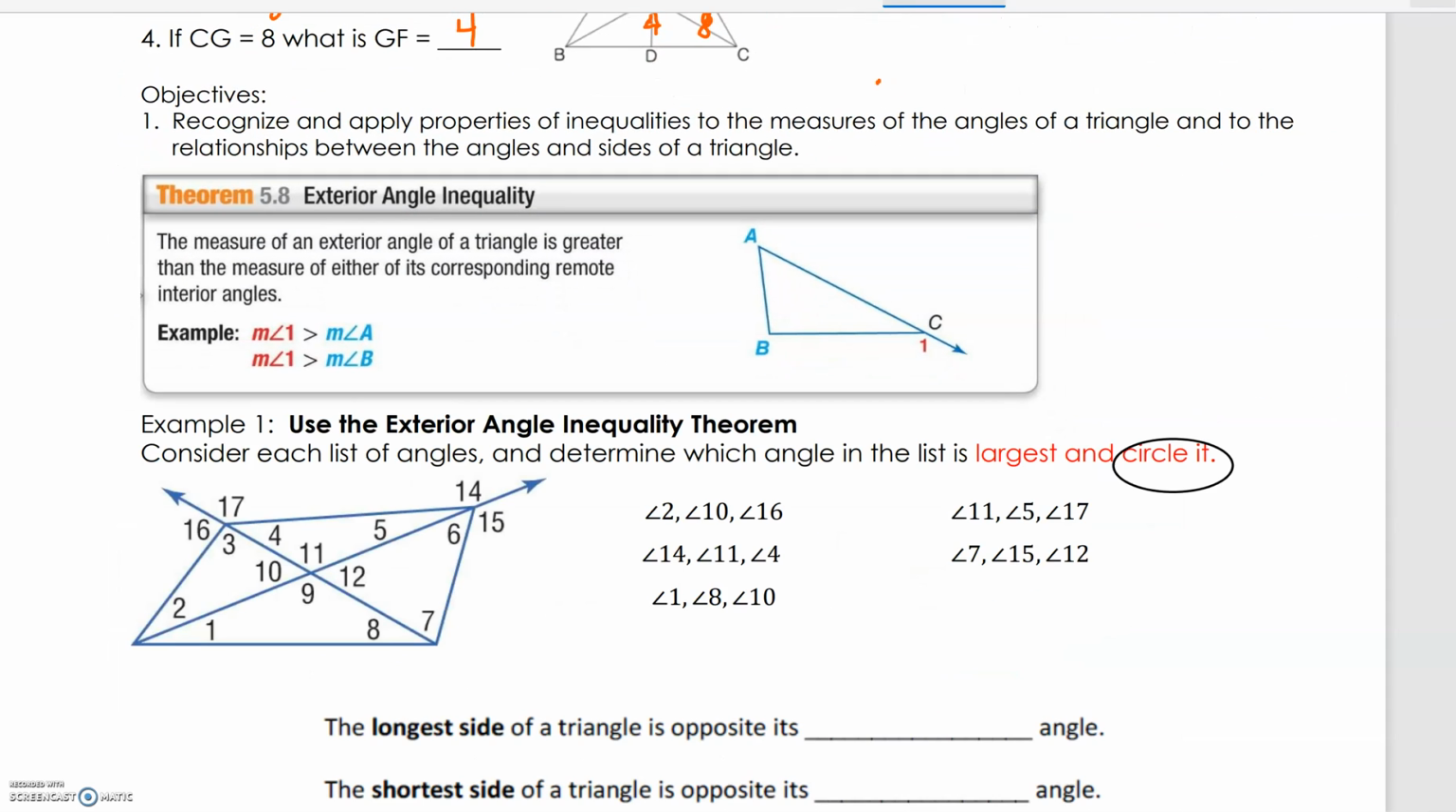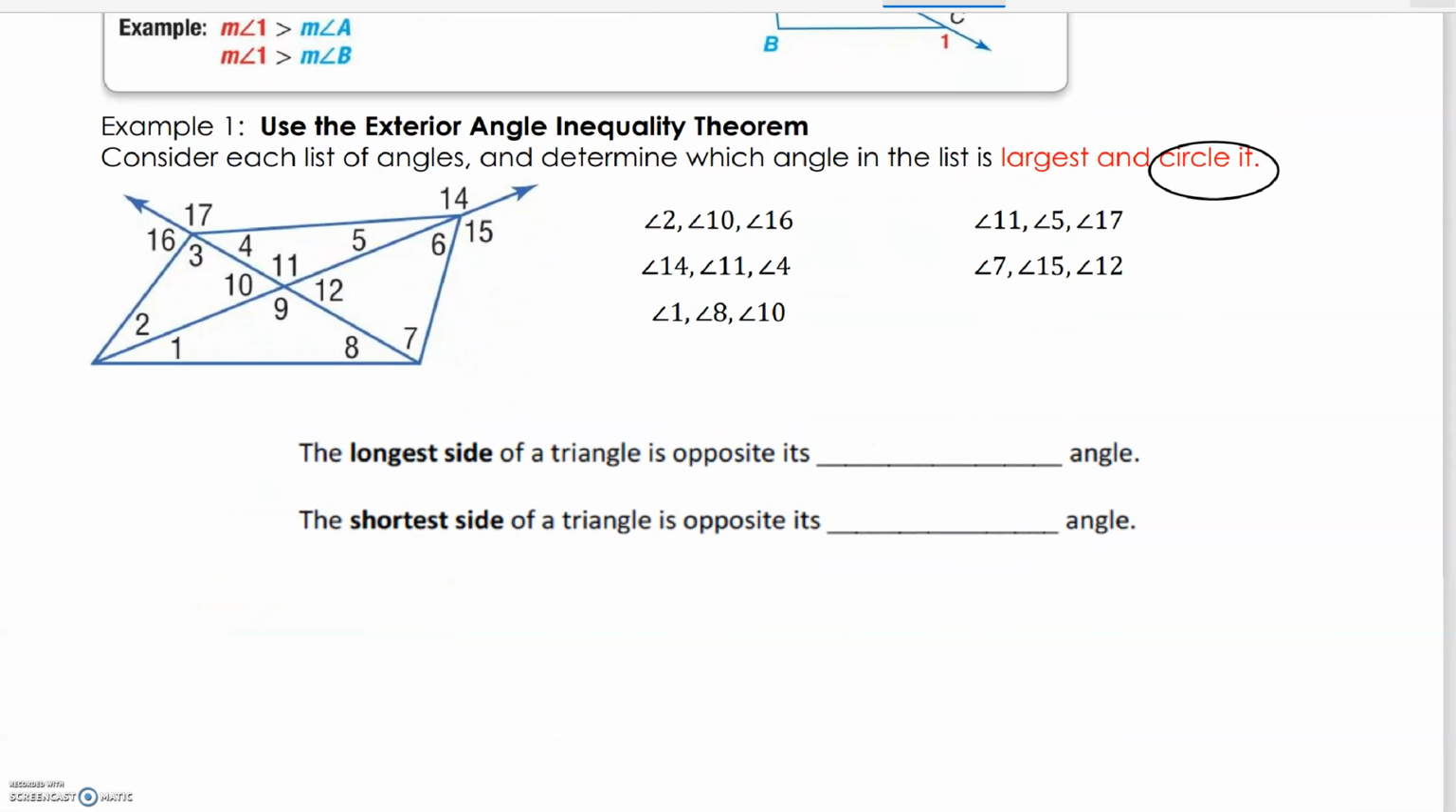So in this one, we're going to recognize and apply properties of inequalities to the measures of angles of a triangle and to the relationship between angles and sides. So an exterior angle here always has to be greater than either of these remote interior angles, because we know these add up to give us the exterior. Both of those individually would have to be less than the exterior.